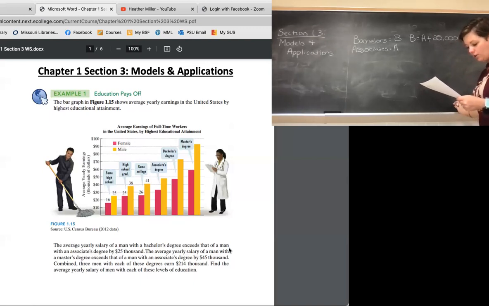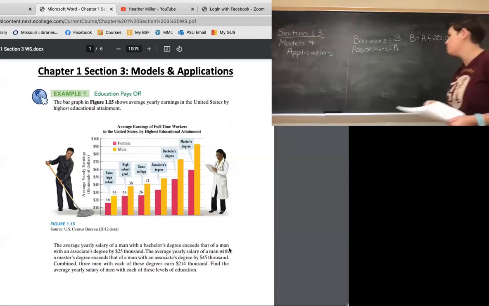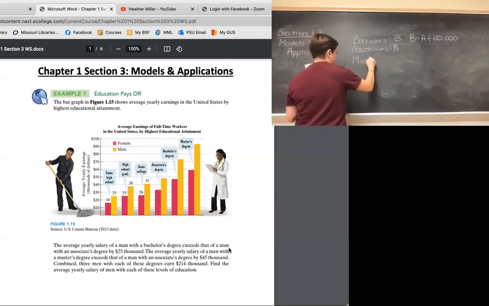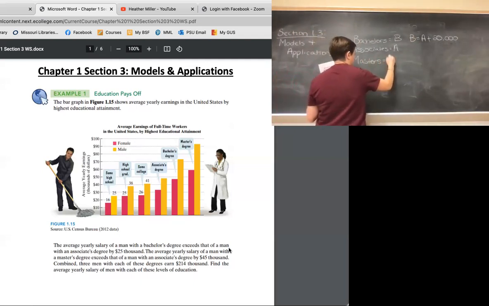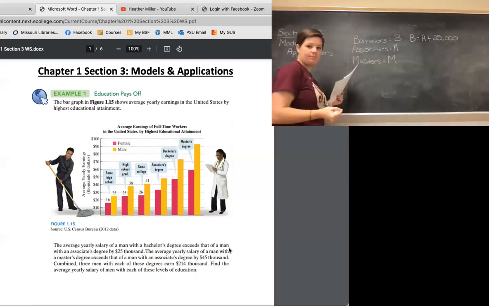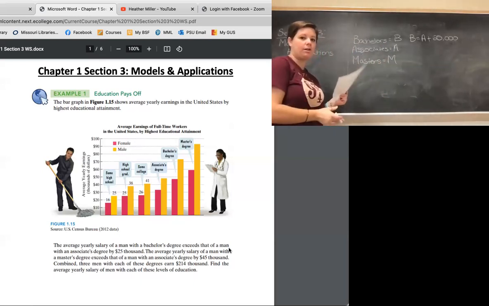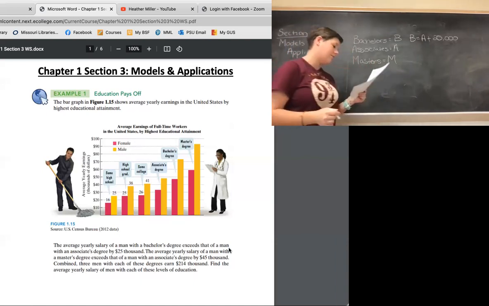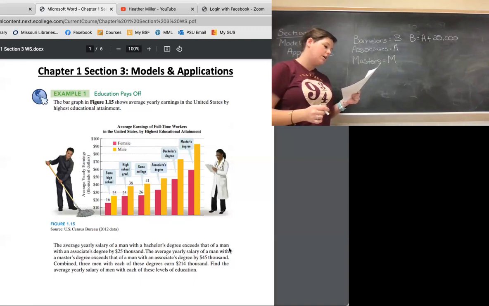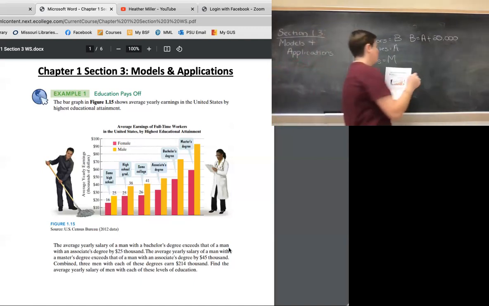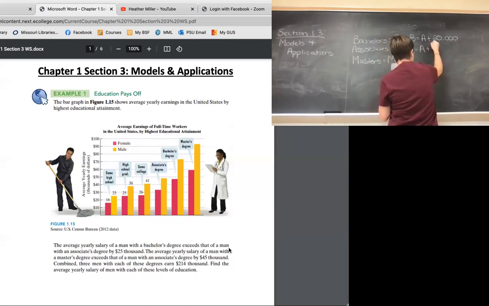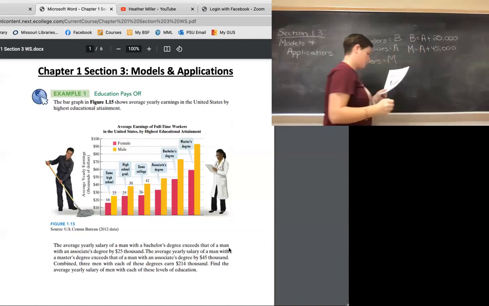So let's see what the second one says. The average yearly salary of a man with a master's degree. Oh, I haven't labeled that yet. So I'm going to come over here and say master's degree, and I'm going to label that with a capital M, just so it helps me keep track of what I'm doing. So a man with a master's degree exceeds that of a man with an associate's degree by $45,000. So we have a master's degree, and that equals the associate plus $45,000.